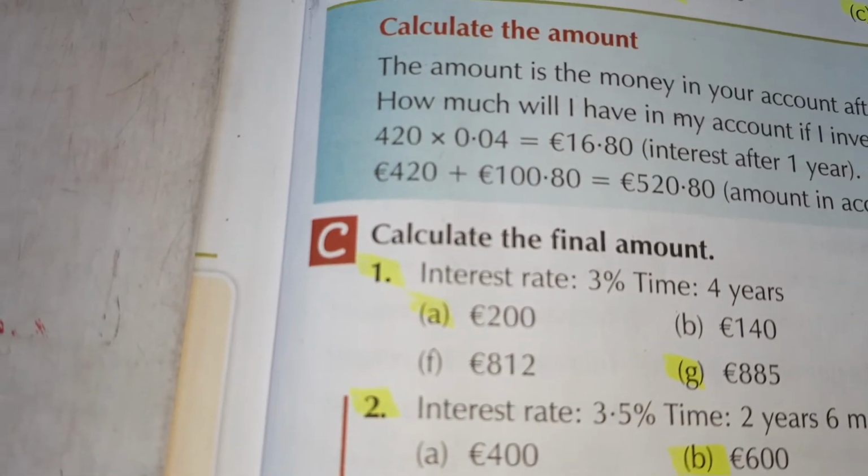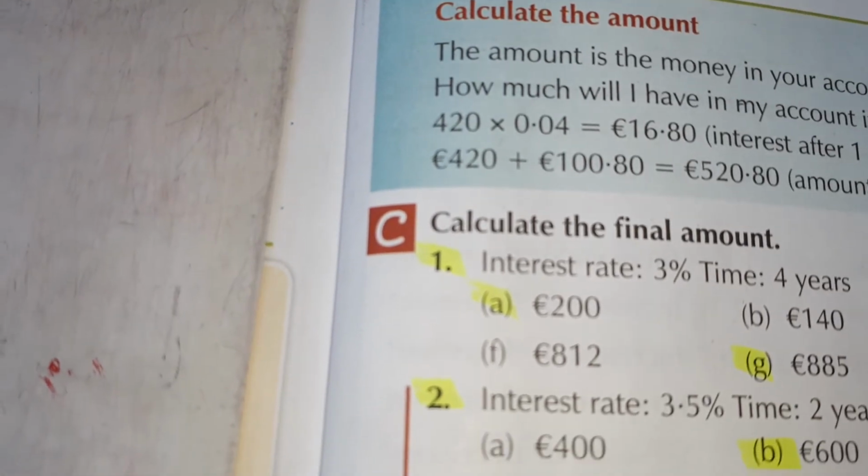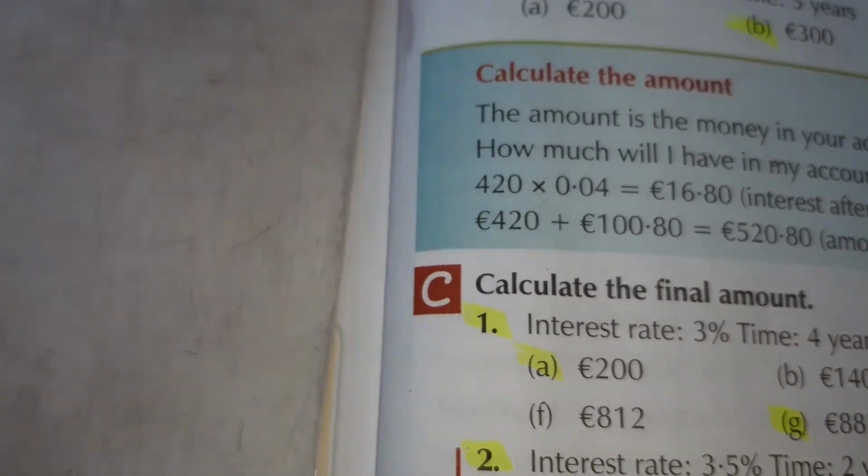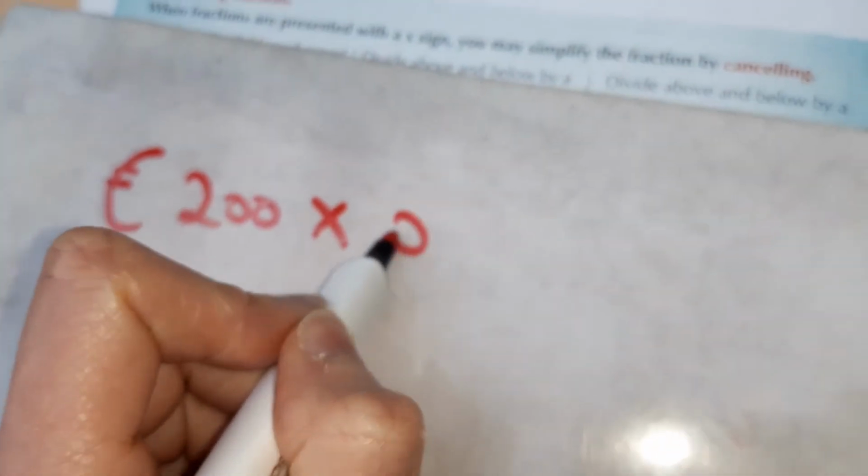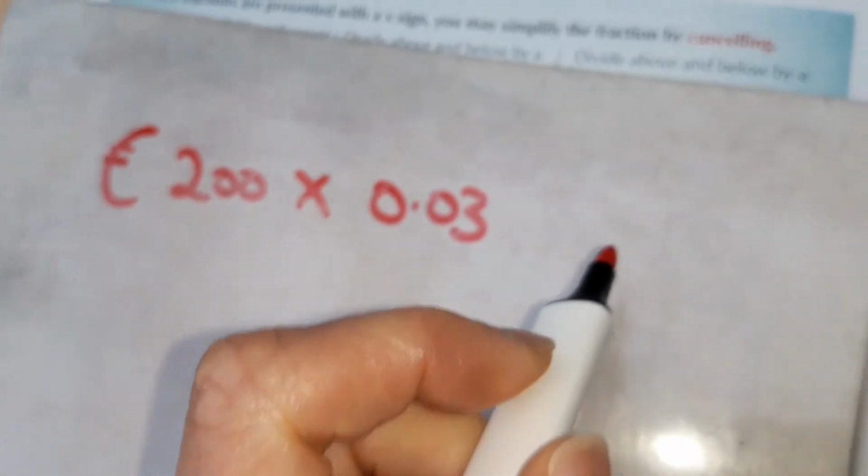So we'll just do that first one there, C1A. So the interest is, the amount in the account is €200. So it's €200 times, the interest rate was 0.03 and it was for 4 years.